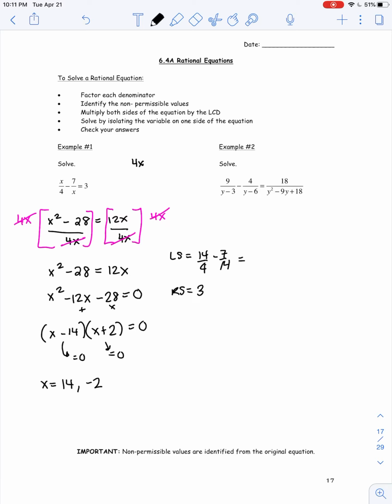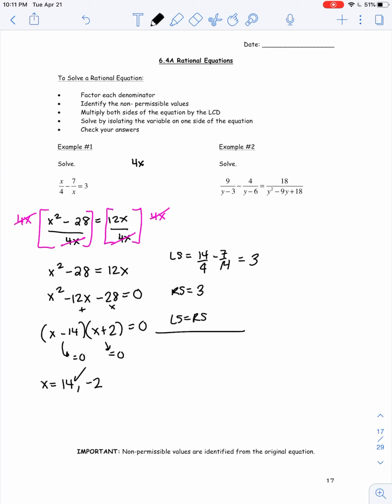So we continue on the left side. In your calculator, you are putting 14 divided by 4, and you are subtracting 7 divided by 14, and you'll get 3. So as you can see, left side equals right side. That means that 14 is the answer.